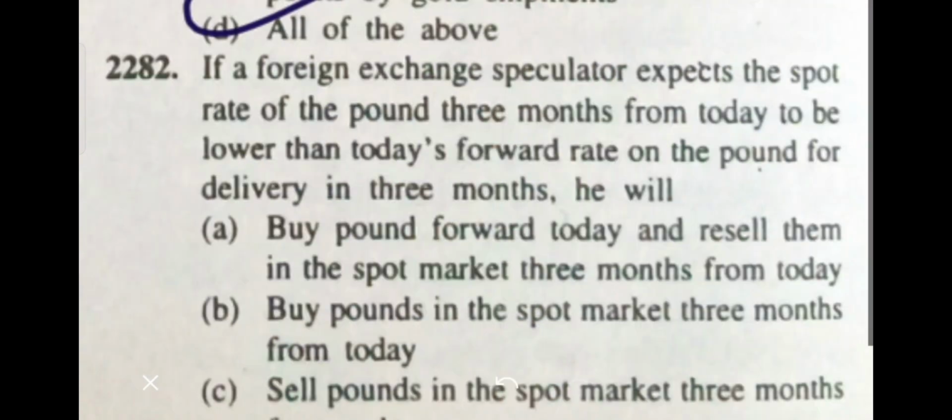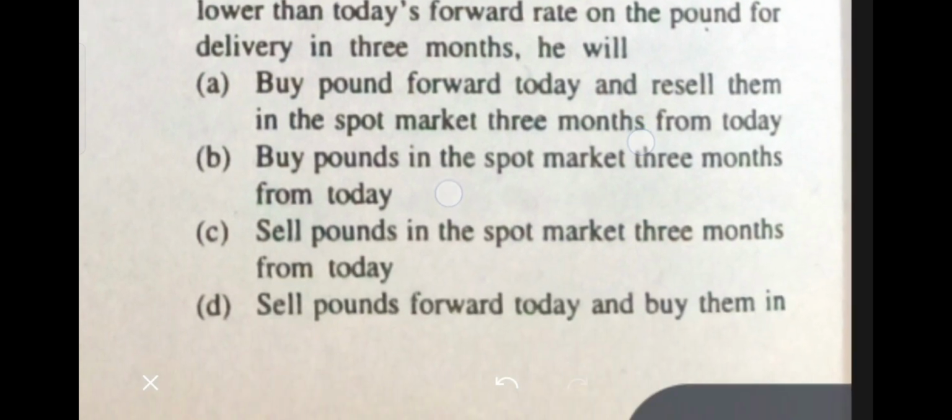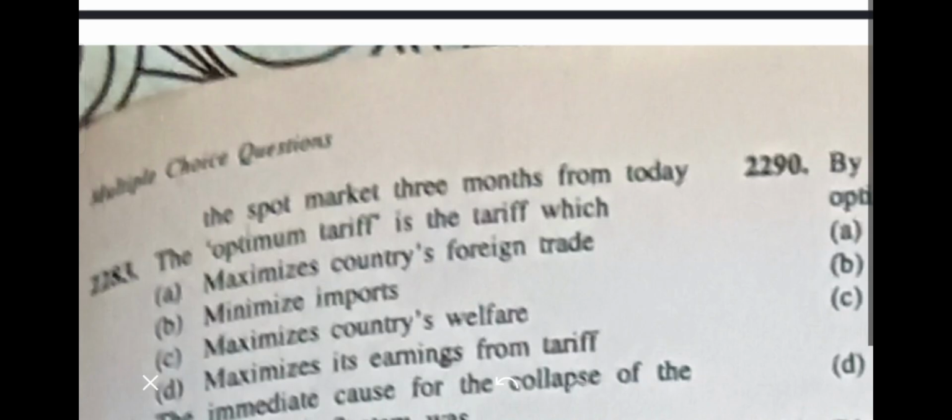If a foreign exchange speculator expects the spot rate of the pound 3 months from today to be lower than today's forward rate on the pound for delivery in 3 months, he will sell pounds forward today and buy them in the spot market 3 months from today. The optimum tariff is the tariff which maximizes country's welfare.